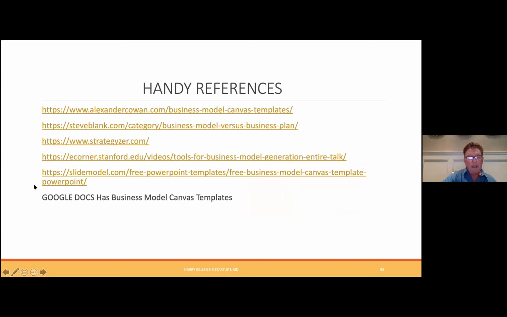And here are some handy references, and this presentation will be available, but these are all good references. You click, they're easy to follow, and really explain a lot of what's going on.